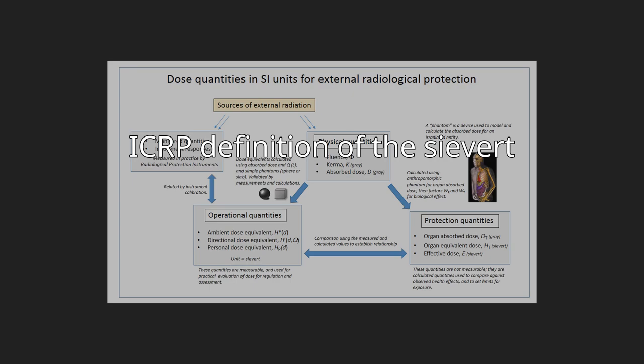ICRP definition of the sievert. The ICRP definition is: the sievert is the special name for the SI unit of equivalent dose, effective dose, and operational dose quantities. The unit is joule per kilogram. The sievert is used for a number of dose quantities which are described in this article and are part of the International Radiological Protection System devised and defined by the ICRP and ICRU.